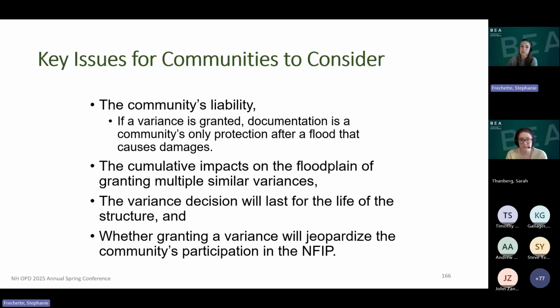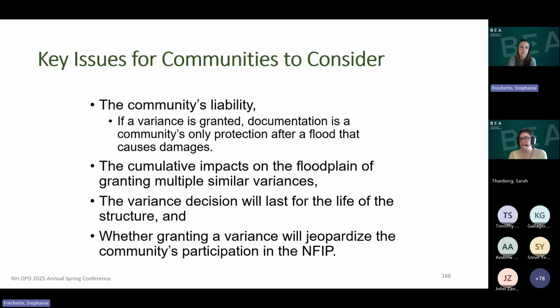Another consideration is whether granting a variance may result in a community jeopardizing their status as a participating community in the National Flood Insurance Program. One role of the state and FEMA through administering this program is occasionally going out to communities and talking to them about their permitting process, about whether any variances have been issued for their floodplain regulations. So we would look at the permitting applications and the variance applications.